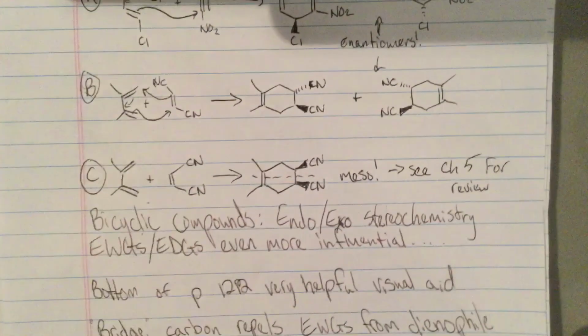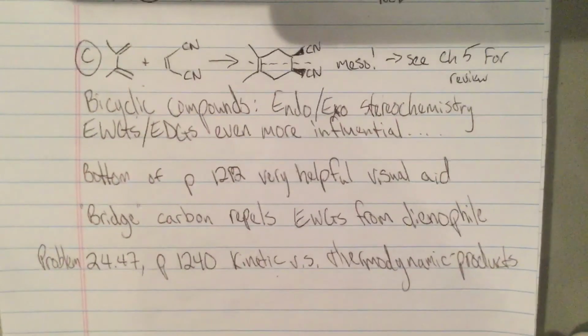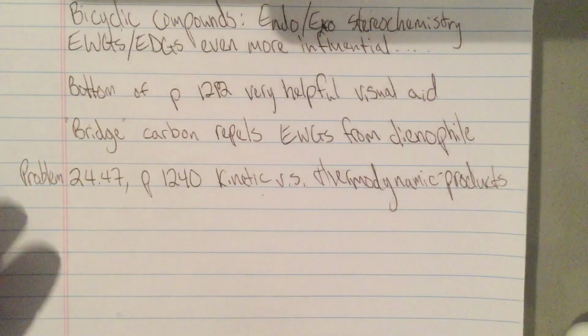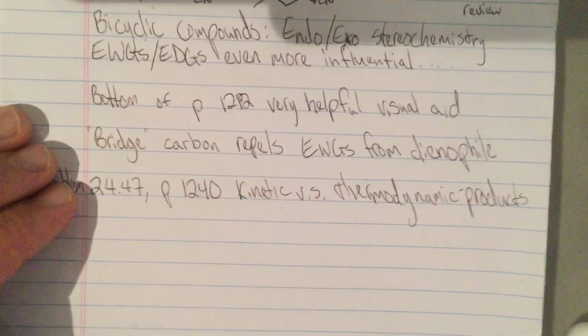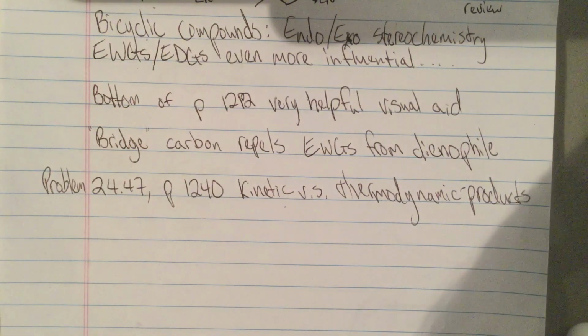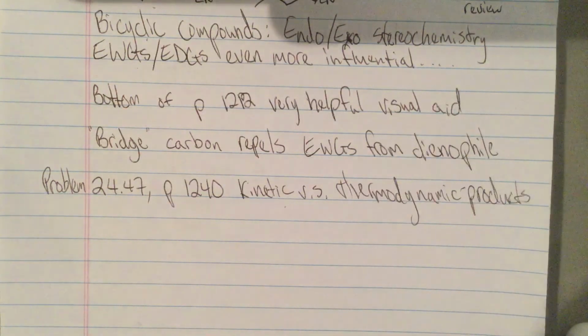Now, bicyclic compounds. So there's endo and exo stereochemistry. So there's electron withdrawing groups, and then electron donating groups are even more influential in this case. So really, to help you out, if you want to take a look at the bottom of page 1212, they have a really snazzy looking visual aid to kind of assist you with that theory. Some of you are great visual learners, some not so much, but it's a matter of just really kind of getting the principles down.